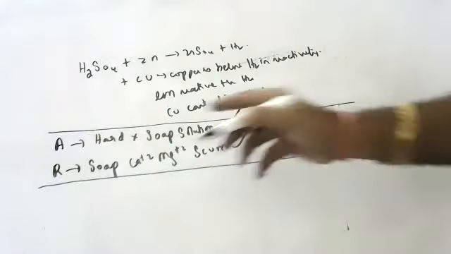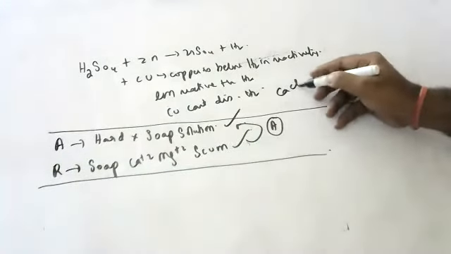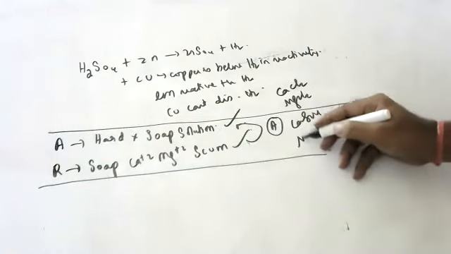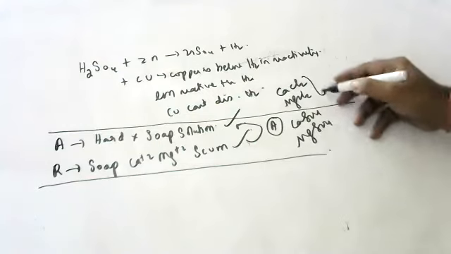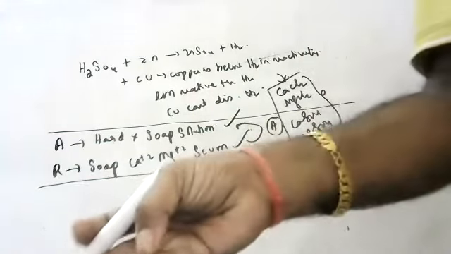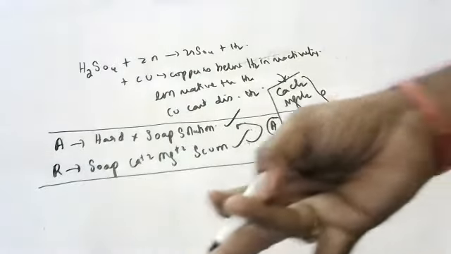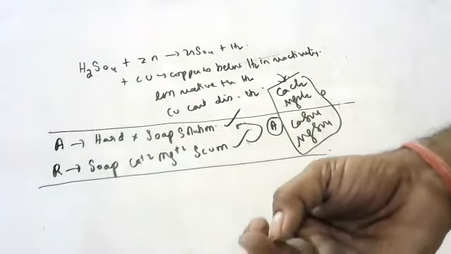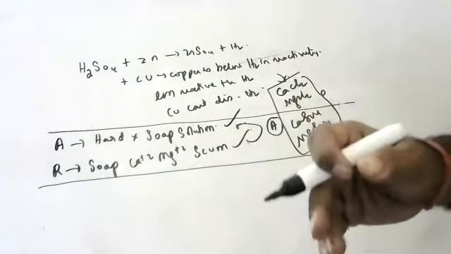What are the salts present in hard water, children? Calcium chloride, magnesium chloride, calcium sulfate, magnesium sulfate. Soaps react with the salts present in hard water to form insoluble precipitates called scum, children. Next one.